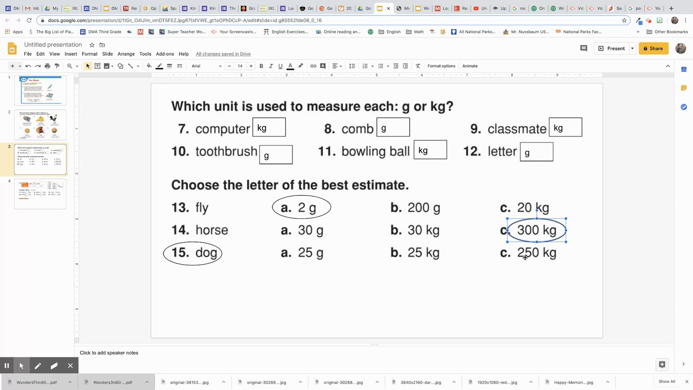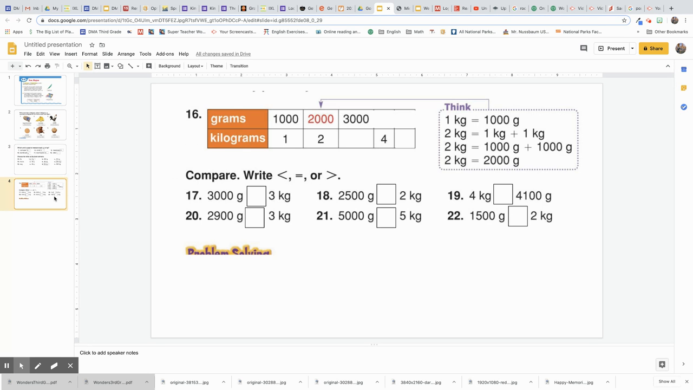So is it going to weigh about as much as a horse? I don't think so, unless it's a really big, heavy dog and a really little horse, right? So 25 kilograms would be correct here. We're going to do one more page, and then what I'd like you to do is some practice on your own on our website. So let's look here. We're going to fill in these blanks just like we did with all the other conversions.